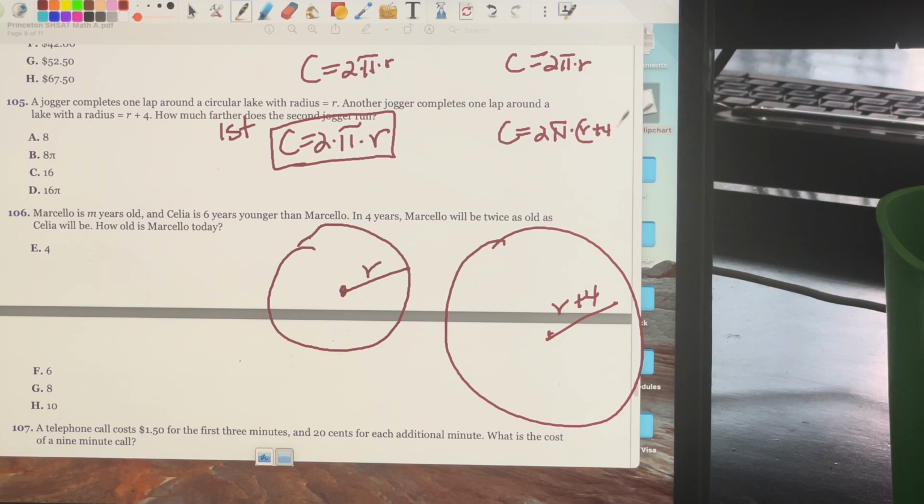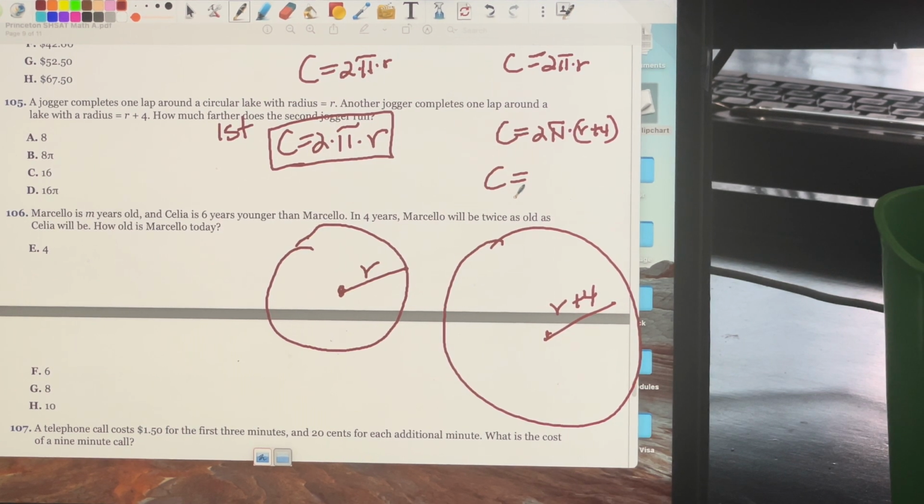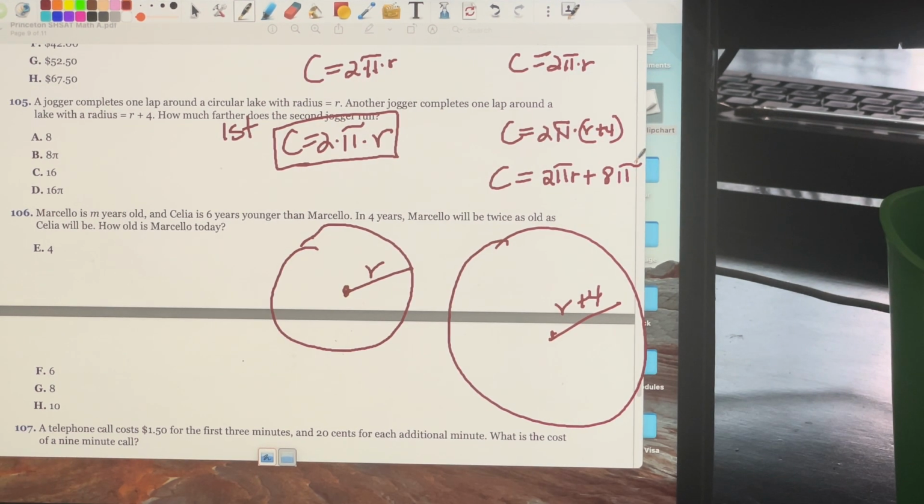And we're going to put that in parentheses because it's 2 terms. Now, to make that a little bit simpler, that is 2 pi r plus 8 pi. Because if you distribute properly and multiply 2 pi times r, you get 2 pi r, and 2 pi times 4, you get 8 pi. So this is how much the second jogger runs, right?